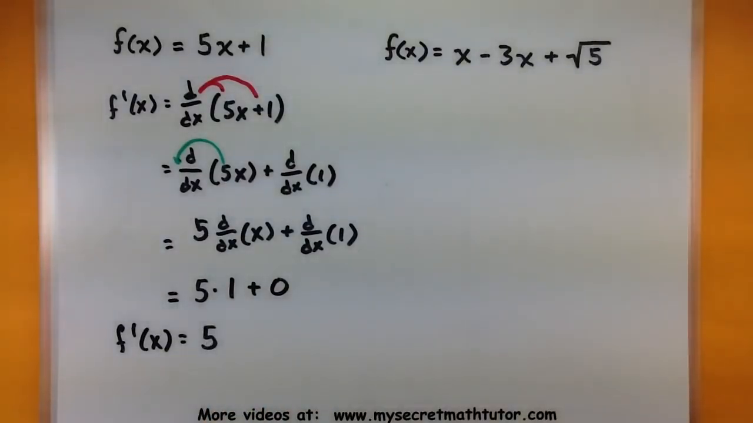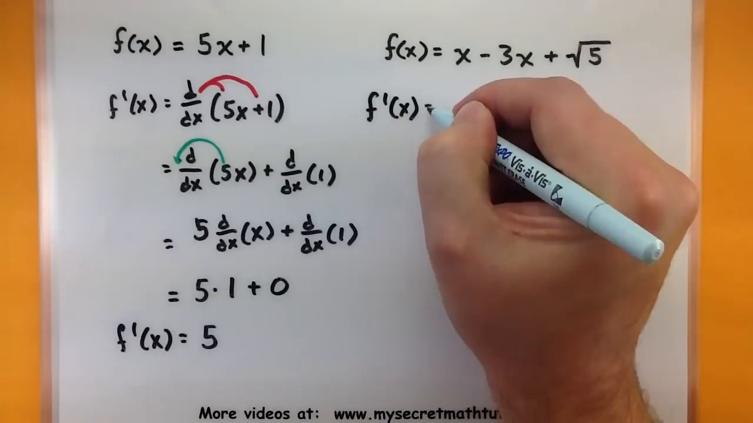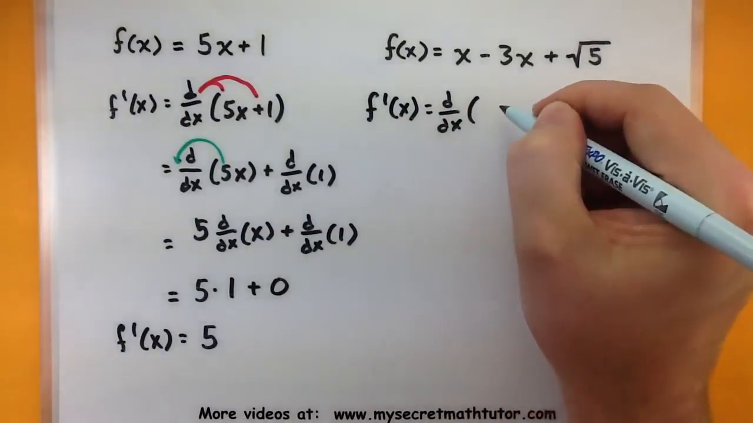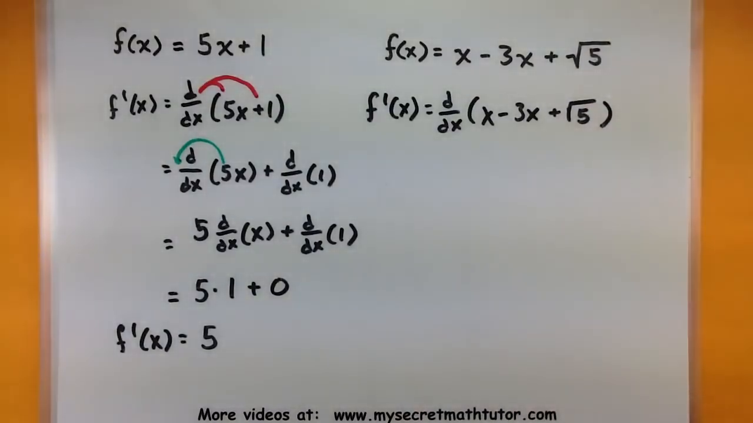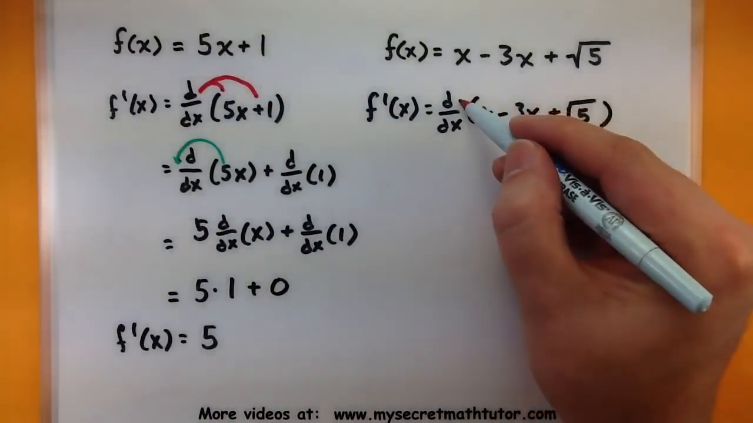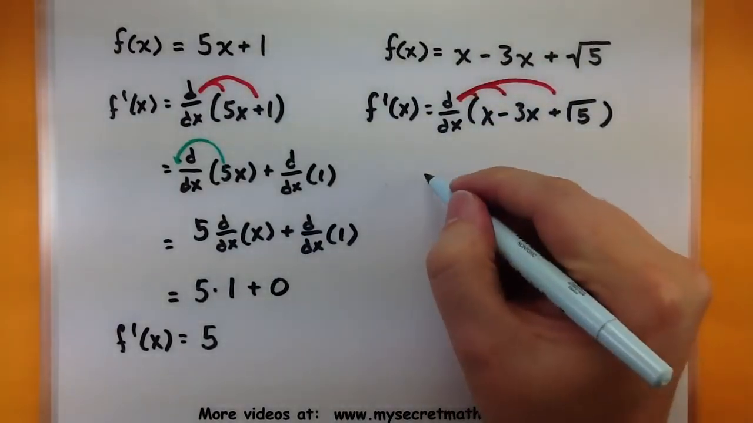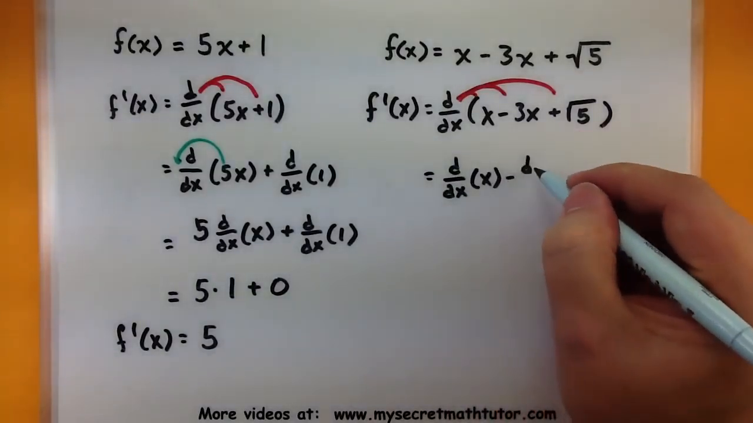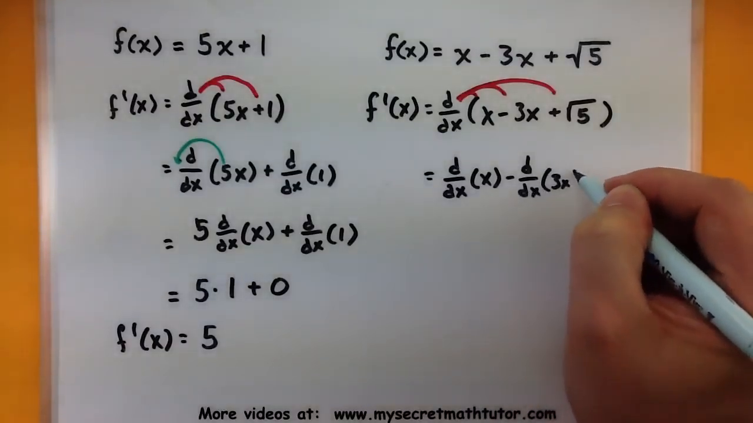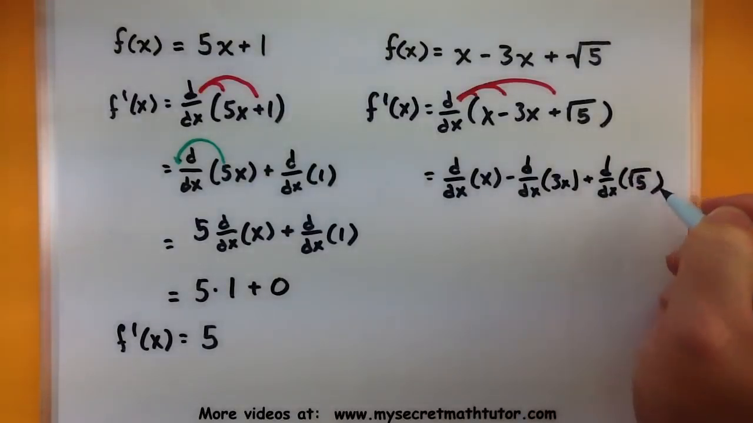All right, not bad. This next one has a bunch of different pieces to it. Definitely put your thinking caps on and see how we go through this one. So we need the derivative of x minus 3x plus the square root of 5. Okay, so even though I got three pieces, they're all connected using subtraction or addition. Let's take our operator here and put it on all of those pieces. So now I'm looking for the derivative of x minus the derivative of 3x and the derivative of the square root of 5.